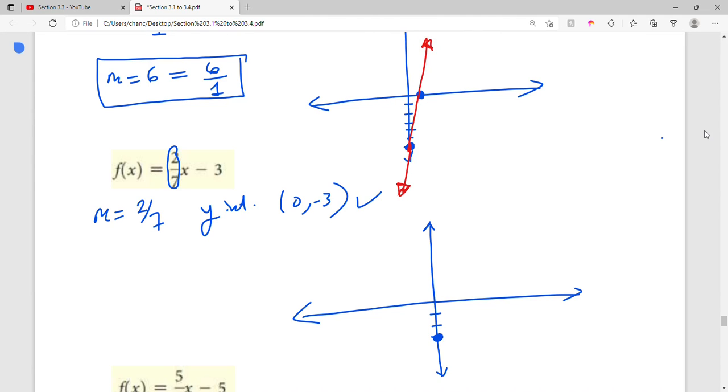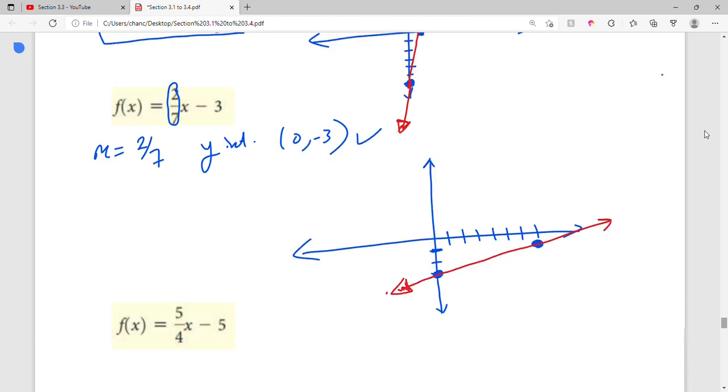Then we'll have a rise of 2 and a run of 7. So go up 1, 2, and a run of 7: 1, 2, 3, 4, 5, 6, 7. That's my second point. Then we can connect the 2 points and draw our line.